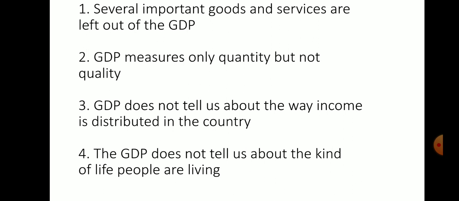So several important goods and services have been left out of GDP. GDP measures only quantity and not the quality. So it does not tell us about the way income is distributed in the country, and the bribery, the underground, whatever, under-the-table money, all these have not been accounted for. The GDP does not tell us about the kind of life the people have.